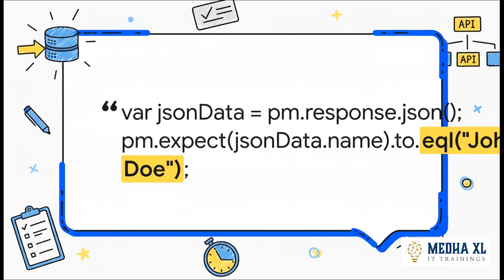The next line, pm.expect(jsonData.name).to.eql, does exactly what it says. It checks that the name property inside our data is equal to John Doe.